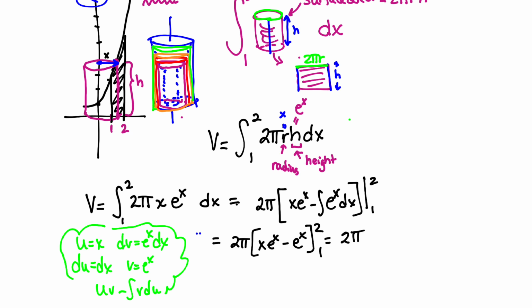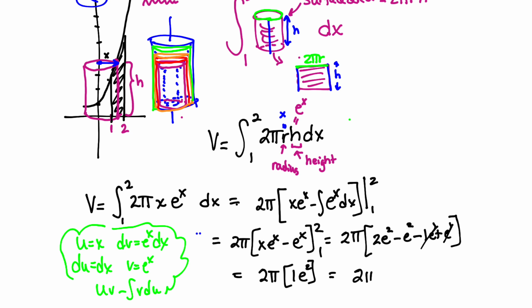We're getting 2 pi times, let's see, 2e squared minus e squared minus 1e to the 1 plus e to the 1. Those cancel. So that's going to give me 2 pi times 2e squared minus 1e squared, which is 1e squared, giving 2 pi e squared. And that's the volume for that shape. Who's got a question?